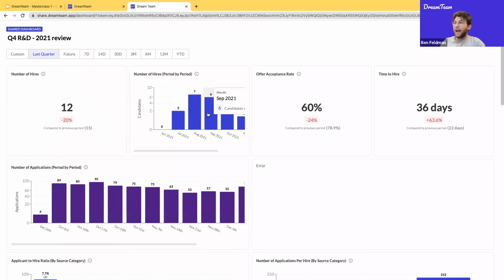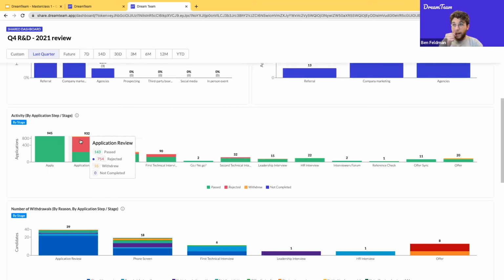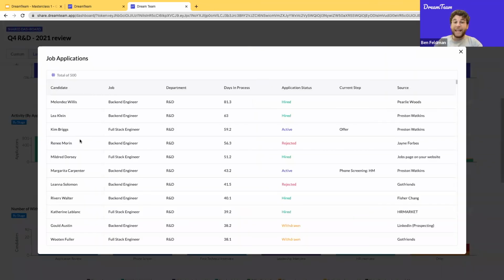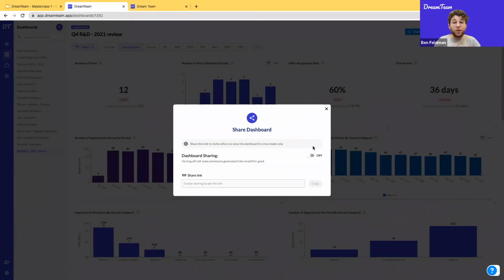What this means is, let's say I'm interested in the application review. I can click into it now and see the specific people's names, the job, the R&D department, days in progress, application stage, whatever it is. But that wasn't available when I had this turned off. So it's up to you how much information you want to share with a hiring manager, C-levels, whoever it is.